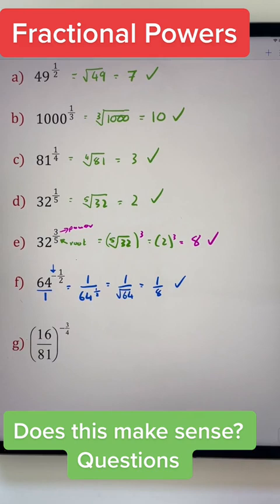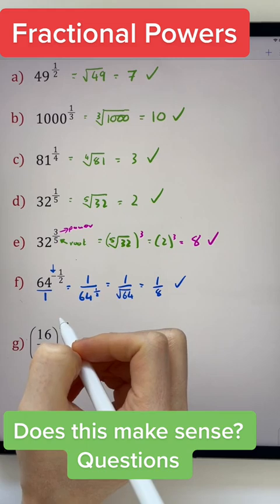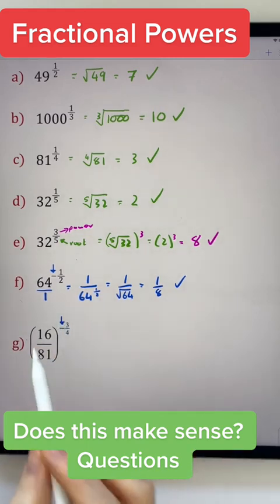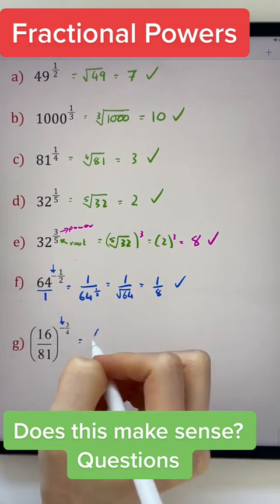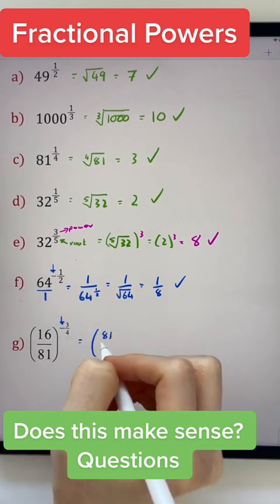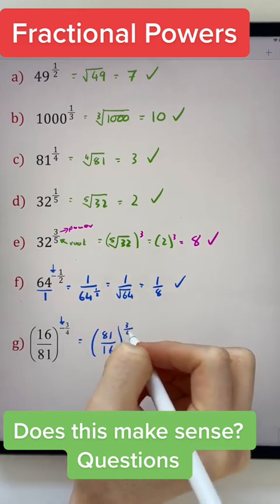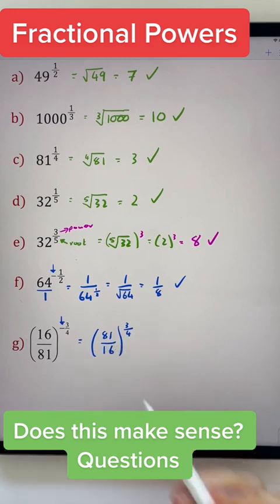For question G, again, if we see a negative power means the reciprocal. In other words, turn upside down. So 16 over 81, I'm going to rewrite as being 81 over 16. I'm going to write the power positive. We apply the power to both the top and the bottom of the fraction separately. So on the top I have 81 to the power 3/4, and the bottom I have 16 to the power 3/4.